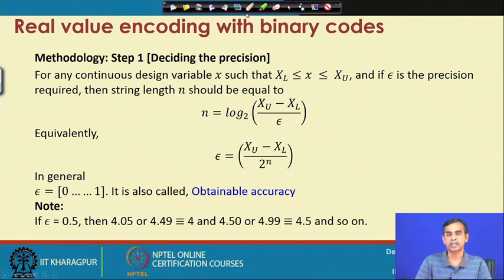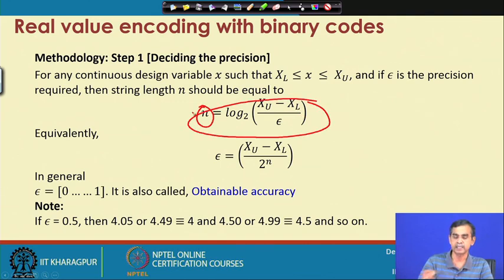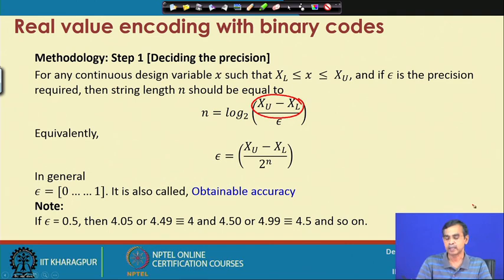It basically uses a formula. First, you have to decide, to represent a real value, how many binary bits are required at least. This formula gives how many binary bits are required to represent a value if the value ranges from XL to XU, where XL is the lower limit and XU is the upper limit. That means if a value lies within the range XL to XU, then n can be decided by this formula.